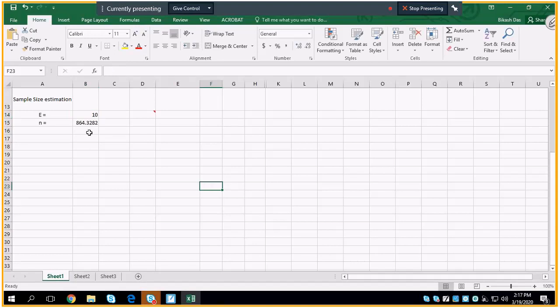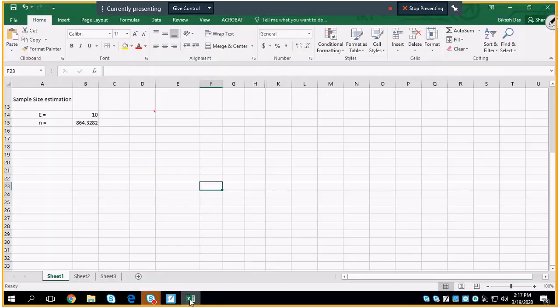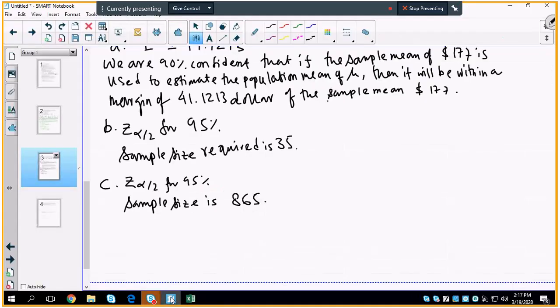So round it up, it will be 865. So you will need a sample size of 865 people. So this time doing the work for 95% still, but the sample size needed is much bigger. So sample size needed is 865. If I remember the number right, absolutely. Answers my question. Let's see what else we can do.